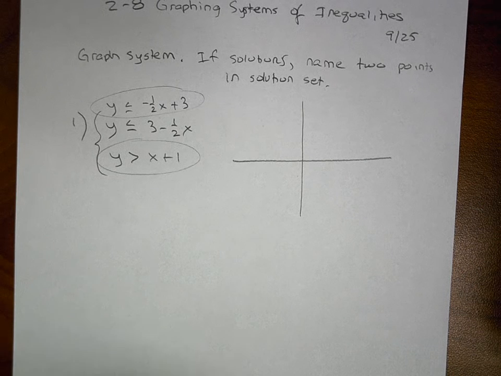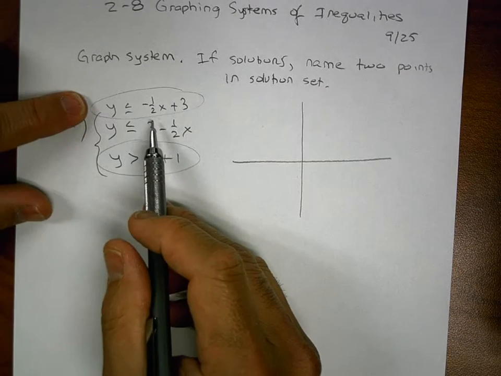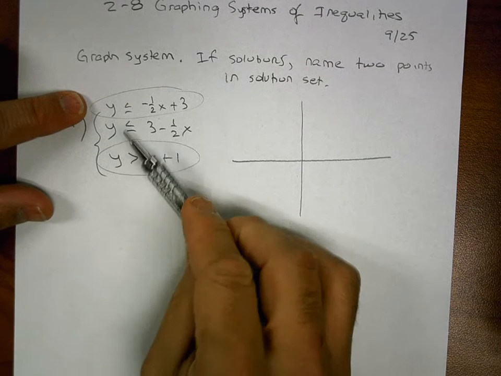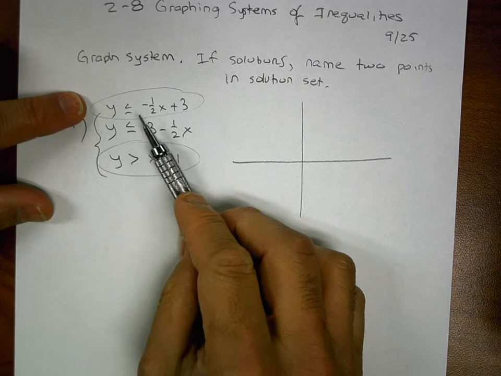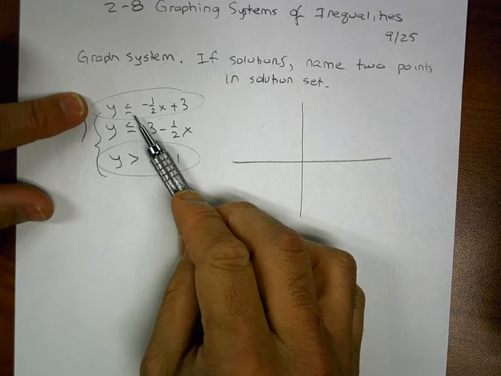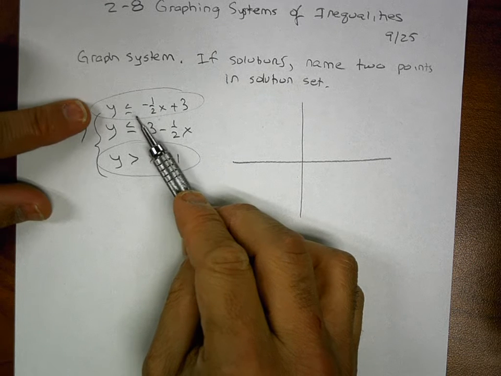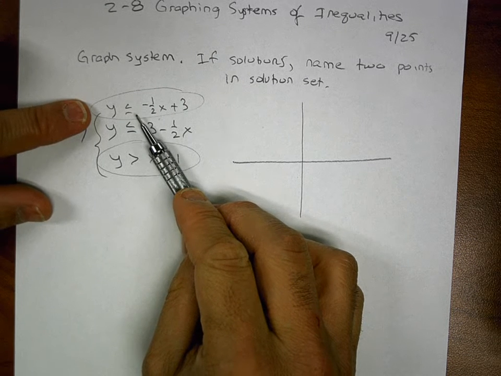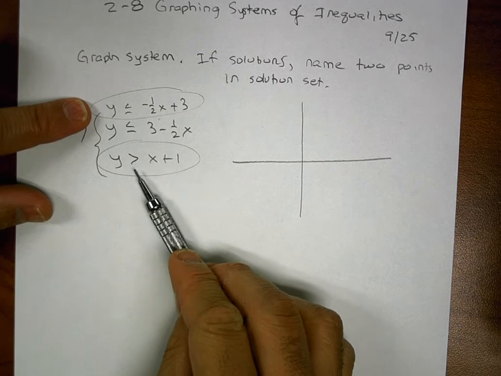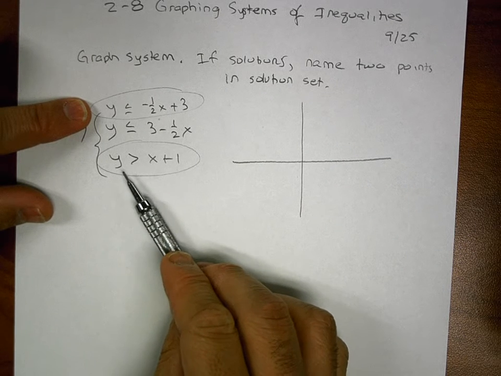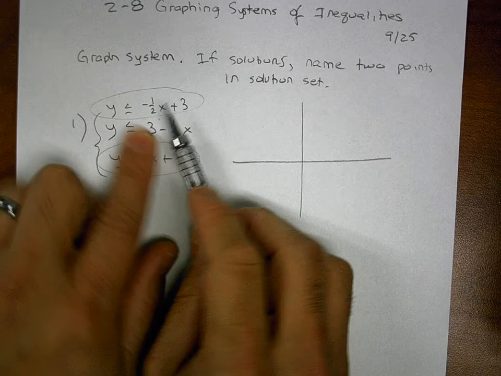All right, well, the top graph, first graph, let me ask you this before we sketch it. Is this going to be a solid line or a dotted? Solid. Why? It has an equals. What about this one? Dotted, or dashed, right? All right, so let's go to this one.